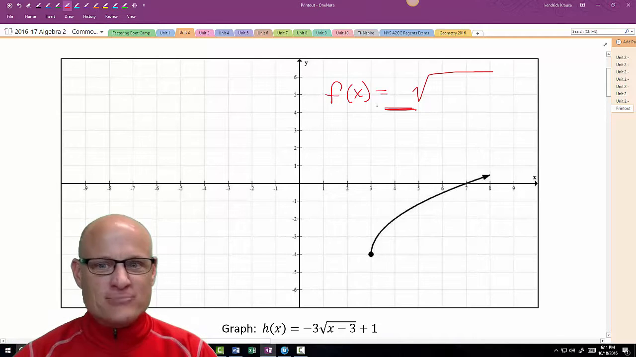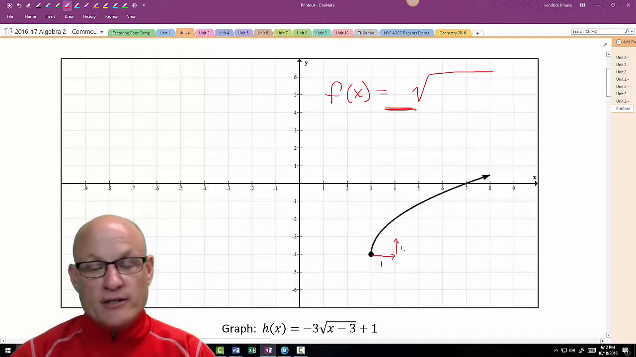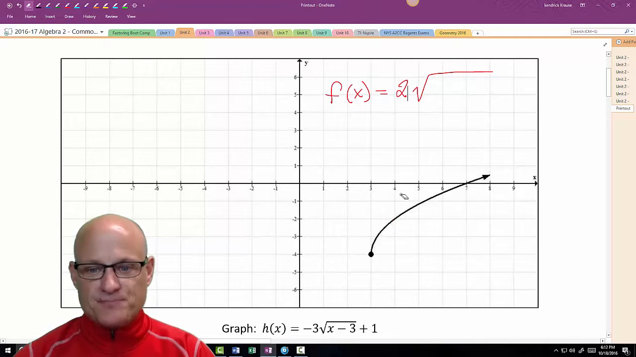Then I got to decide, do I put a number out here or is the number just 1? And remember, we're going to look. We go to the right one, and normally we go up 1. But in this case, we're going up 2 to this point. So we need a 2. So far we got 2 square roots of something.